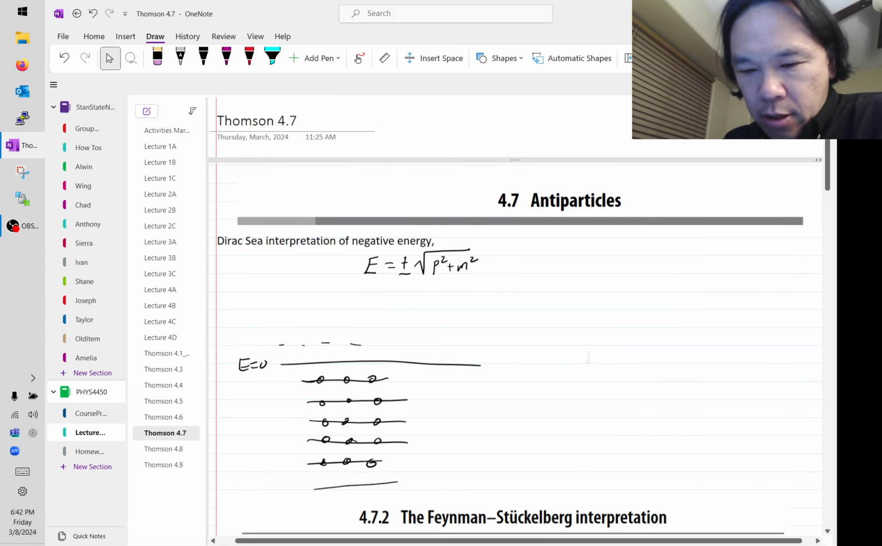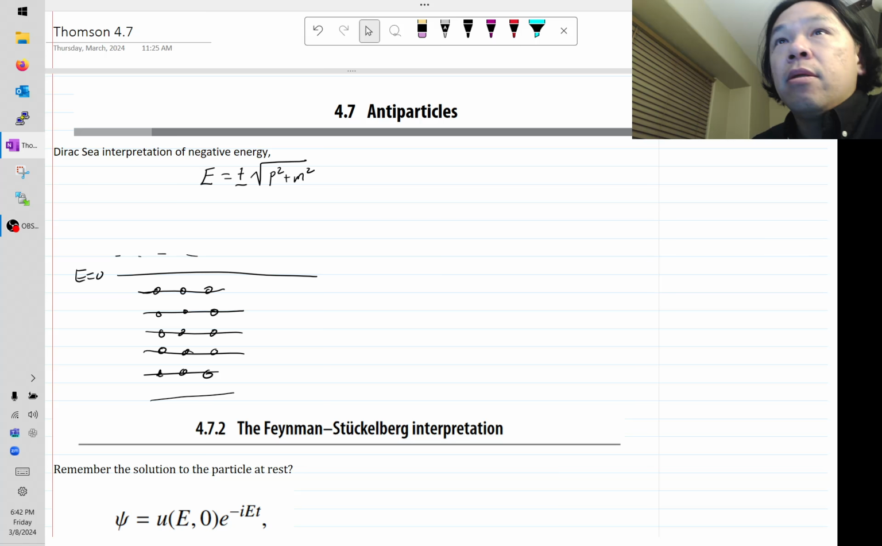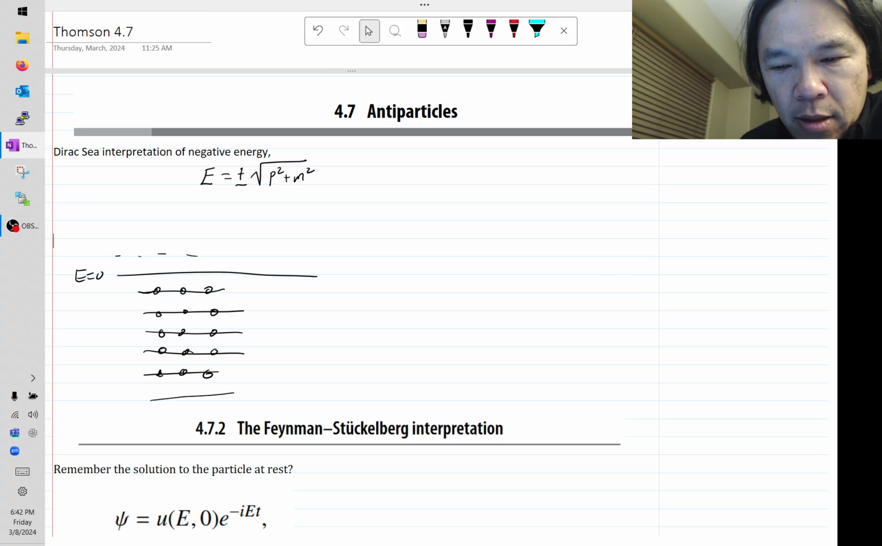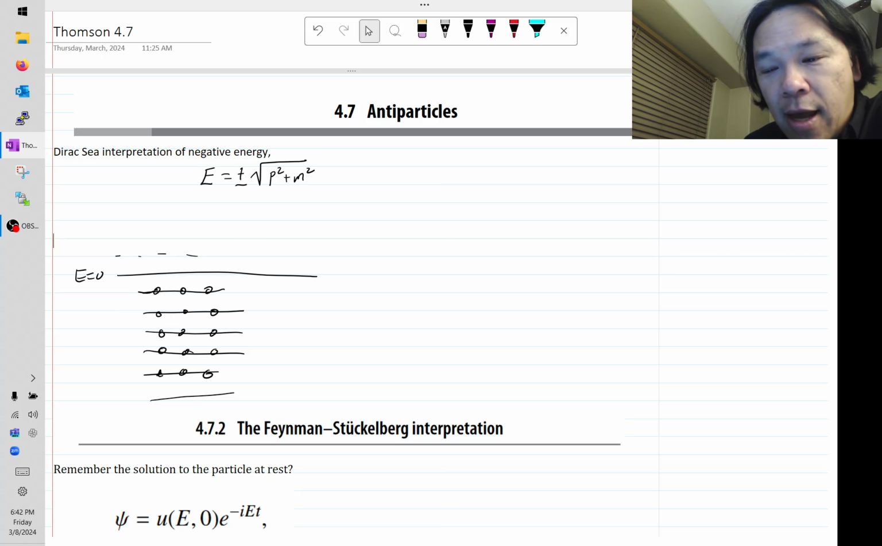Okay, so today's lecture is going to be on Thomson 4.7. I'm going to maximize so you can all see it easily. This whole section is going to be a discussion on antiparticles, right?